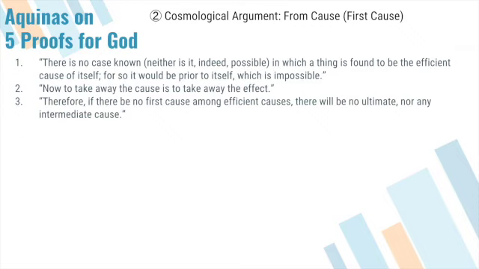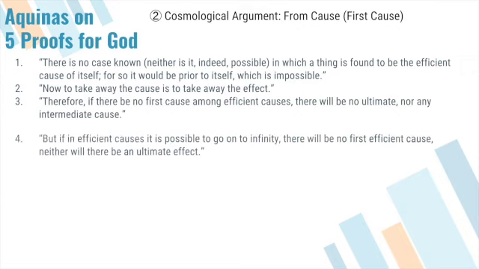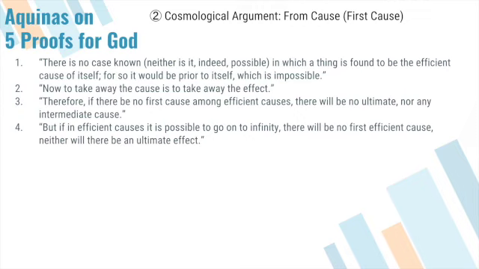Therefore, if there be no first cause among efficient causes, there will be no ultimate nor any intermediate causes, all right? So let's go back to the infinite regress thing. There's got to be a first, otherwise there's no middle. If there's no first, there's no second, and there's no third, and there's no today. He continues, but if in efficient causes it is possible to go on to infinity, there will be no first efficient cause, neither will there be an ultimate effect, right?